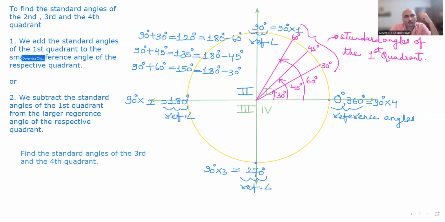Shambhu Kumar, you have to write the angles, son, okay? Very good, Devendra. 270 is not an angle. 270 is a reference angle. It's not a standard angle.